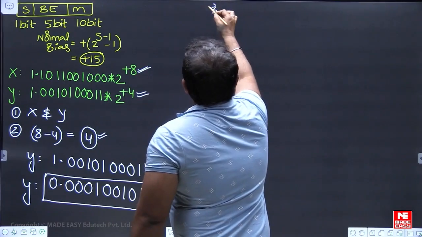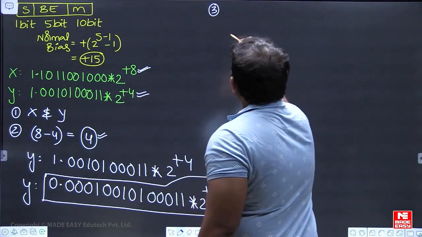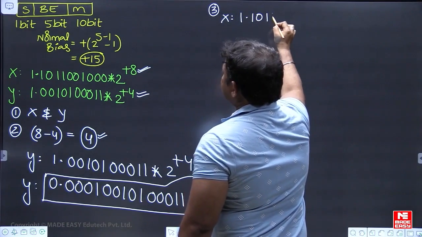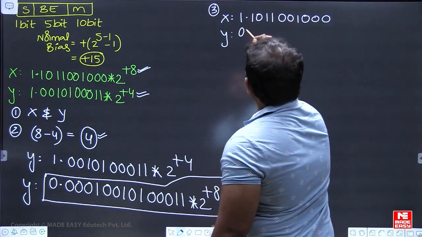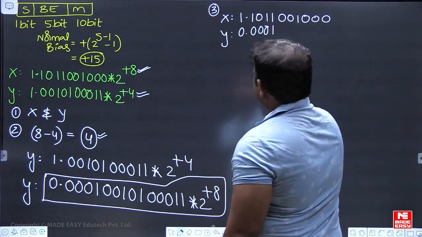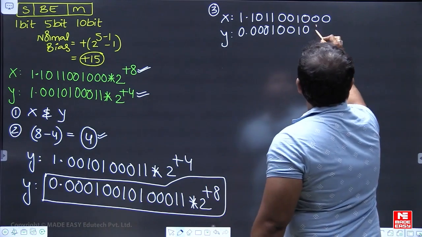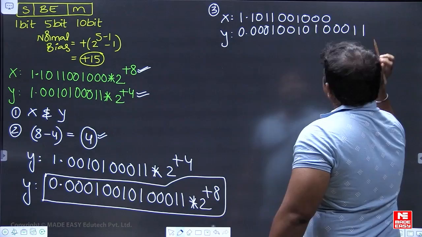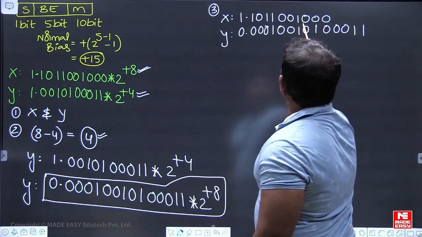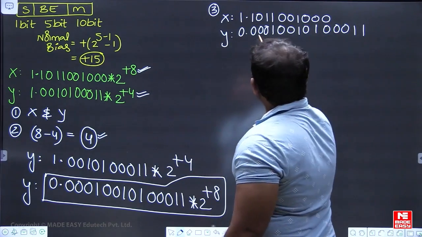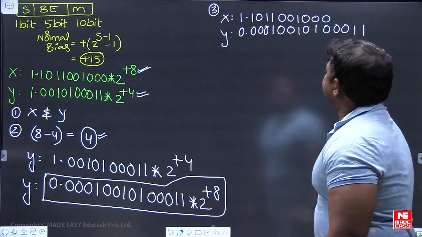Now, after equalizing the exponents, take the exponent common and do the addition between the mantissas. So x mantissa is 1.1011001000. Then y mantissa is 0.0001 0010 1000 11. Yes, so x mantissa, y mantissa. Verify once again. X mantissa 1.1011001000. Done. Y mantissa 0.00010010100011. Correct. Now do the addition operation.